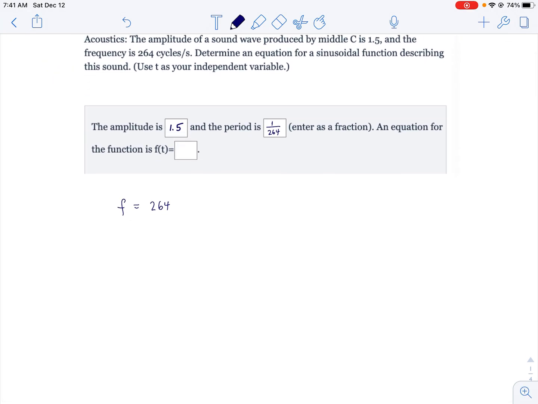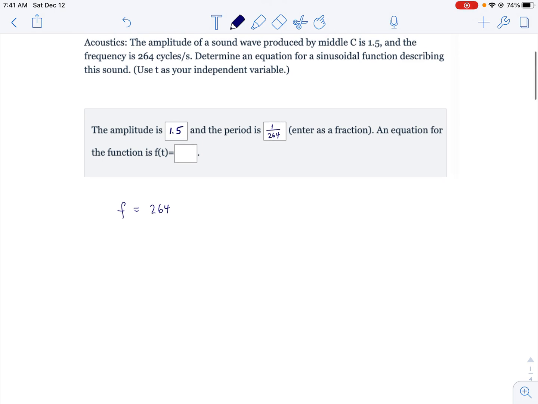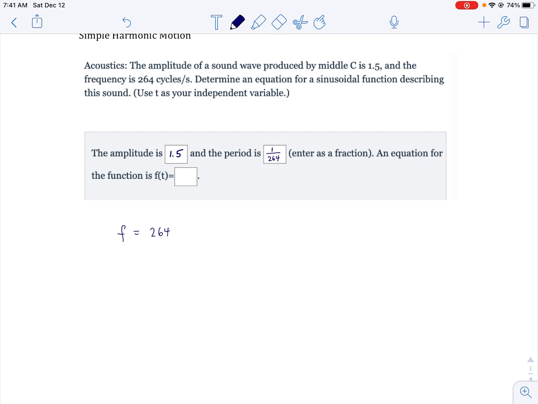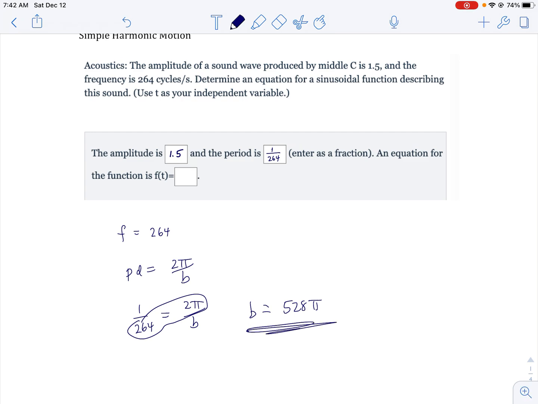And then to get the equation, the key here is we have to find that constant b. So the period we know is 2 pi over b. For period, I have 1 over 264. That equals 2 pi over b. When you cross multiply, b here is 528 pi. This b, in all these word problems, is going to be the hardest thing to find, and as you can see, it's not that difficult.